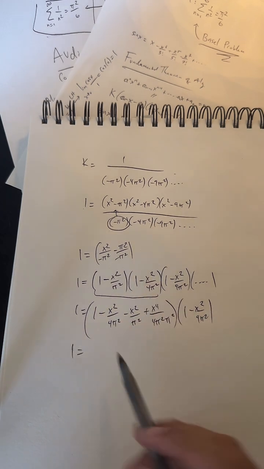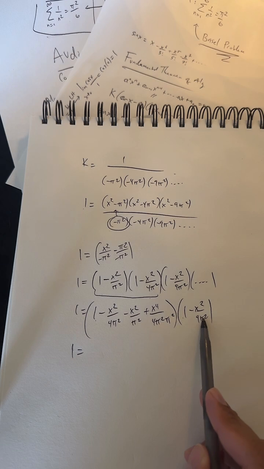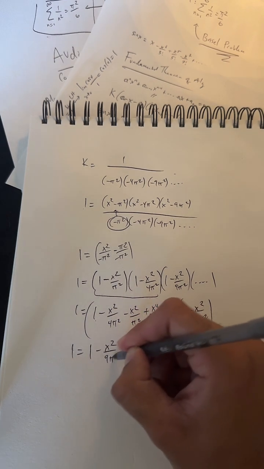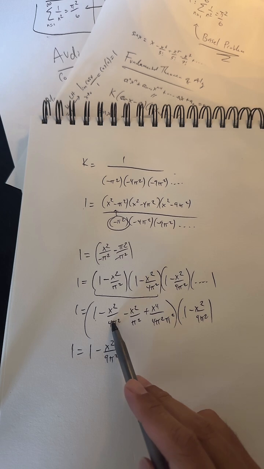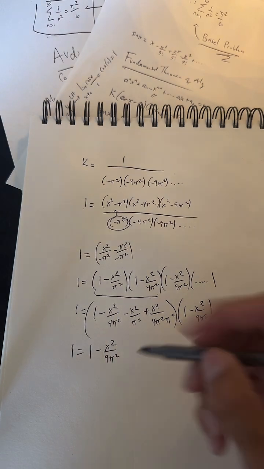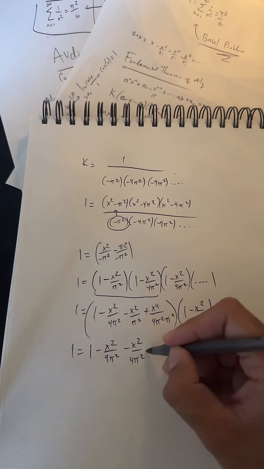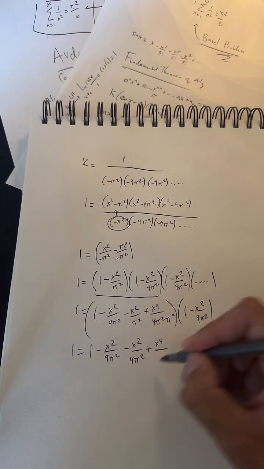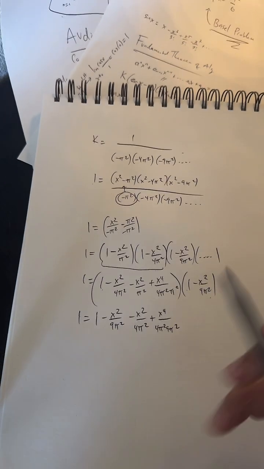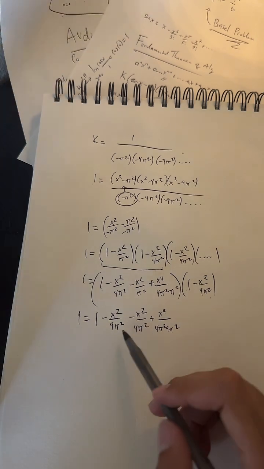Okay? So let's continue. You're going to multiply the 1 times every single term in the other parentheses. So that's 1 minus x squared over 9 pi squared. And then we're going to continue. Negative x squared times every value in this second parentheses. So this is going to be negative x squared over 4 pi squared plus x to the 4th over 4 pi squared, 9 pi squared. And I'm going to tell you right now, we're not going to care about the x to the 4ths. We're only going to care about the x to the second part.